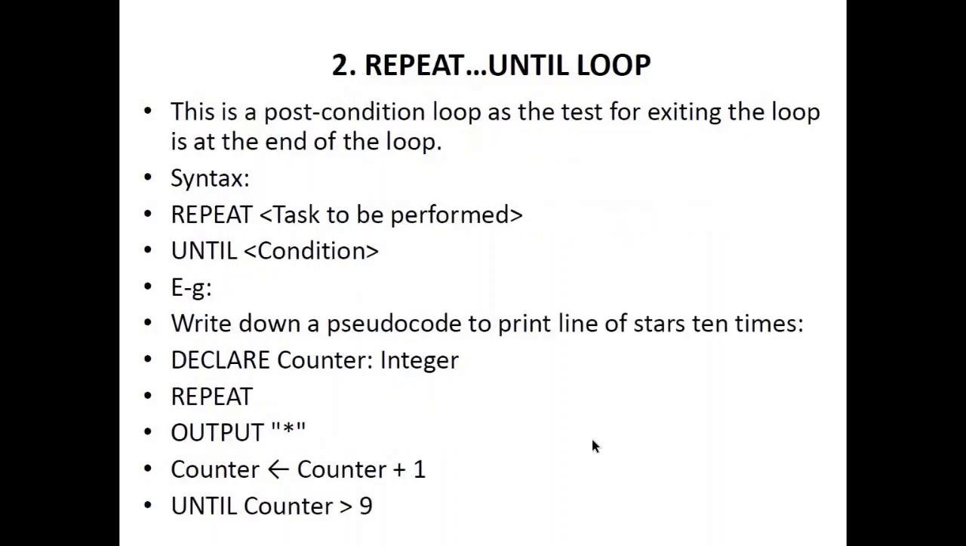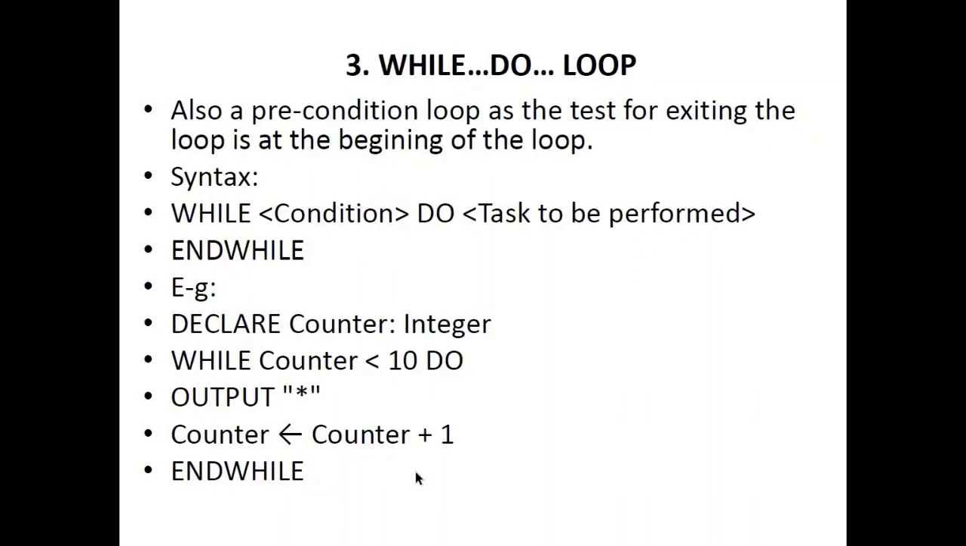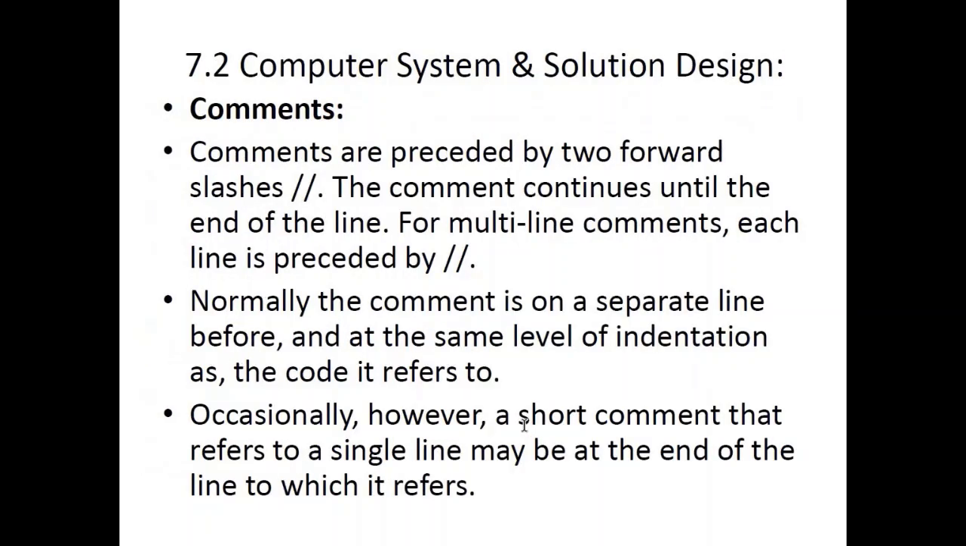Just remember that in the for loop, the keyword next increments the counter automatically, so we do not do it manually over here. We don't write counter equals counter plus 1. Whereas in repeat until and while do loops, we do not have any such key terms, so we manually write this line always in while do and repeat until loops: counter equals counter plus 1. They all can be used to perform the same task.